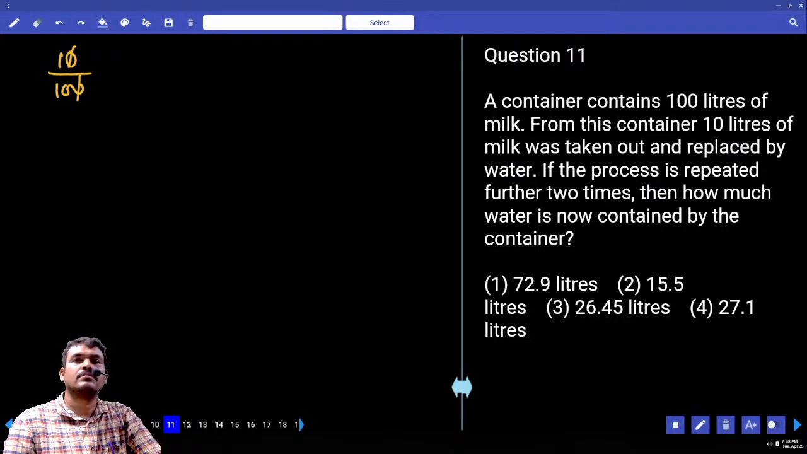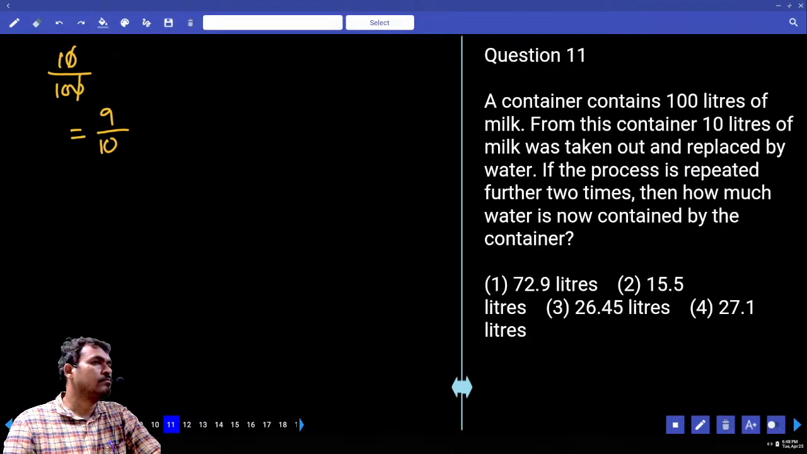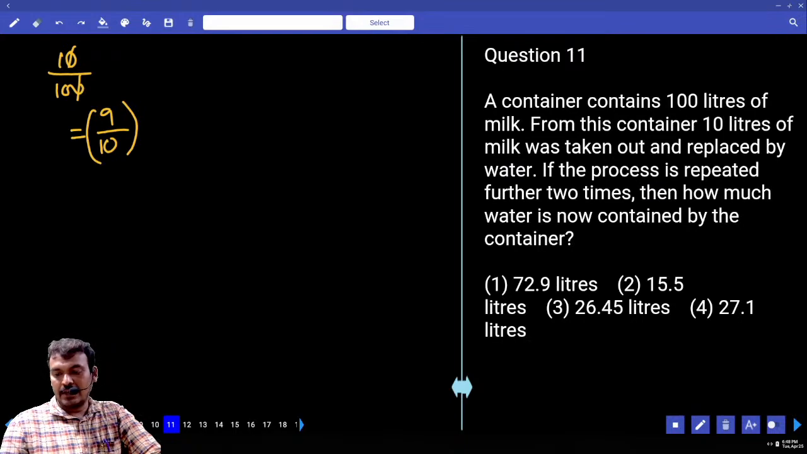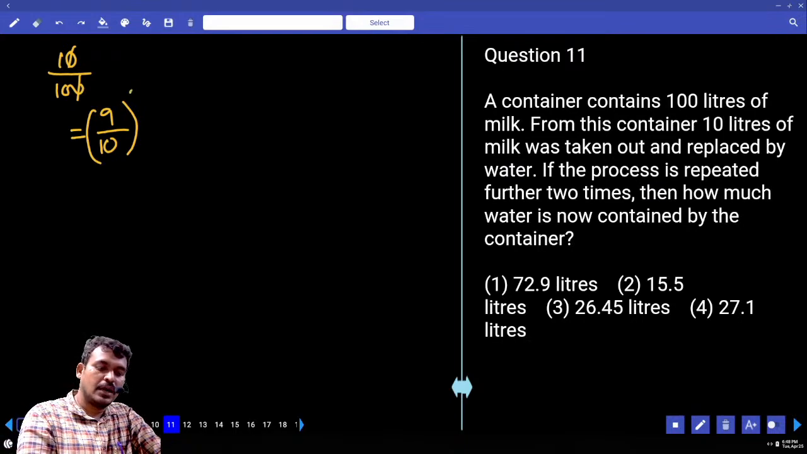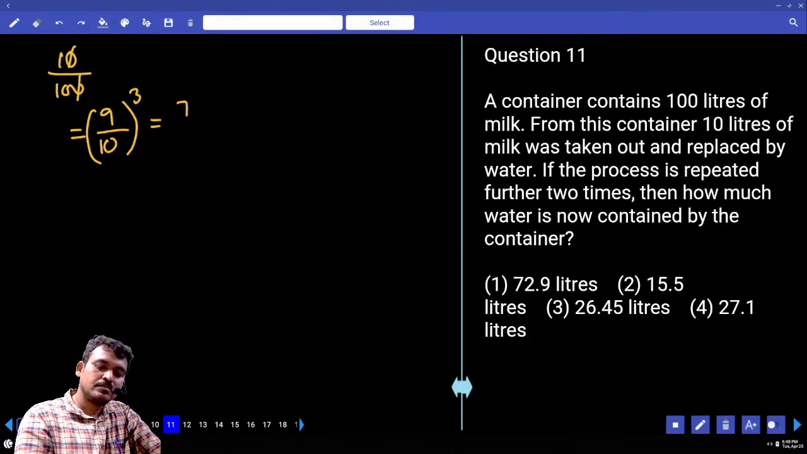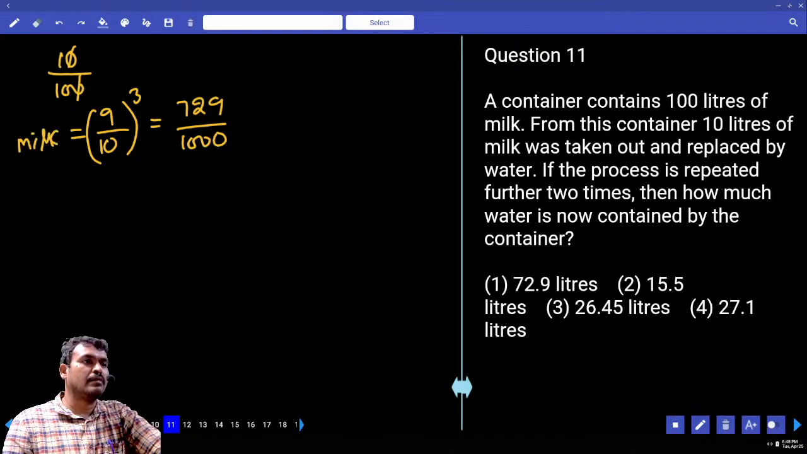Means out of 10 parts, 1 part is taken. What is the remaining? 9 parts. Means after first operation, remaining quantity is how much? 9 parts out of 10 parts. Okay, but here how many operations are there? Further 2 more, total 3 operations. If it is 1 operation we write power 1. If it is 3 operations, power 3. What is 9 cube? 729. What is 10 cube? 1000. That is milk quantity in final mixture.